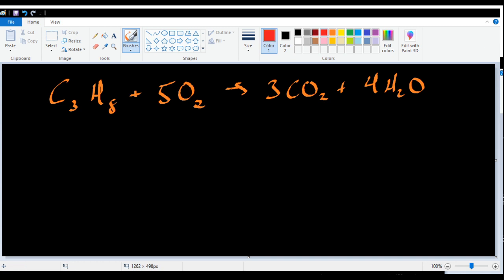So once again, in order to identify oxidizing or reducing agents, we have to identify what's been oxidized, what's been reduced. That means finding our oxidation numbers. So oxygen starts out 0. Pure element. And oxygen ends up -2 in both carbon dioxide and water on the right. Hydrogen, meanwhile, starts as +1 over here in propane and ends up as +1 in water.